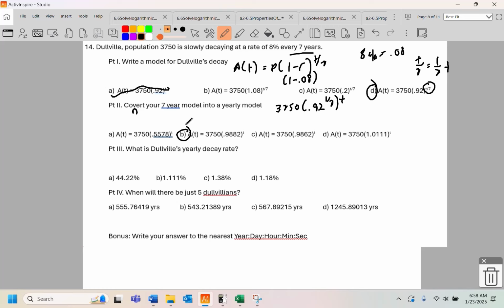What is Dullville's yearly decay rate? So notice that this is principal times 1 minus r. These pieces line up. It's a lineup process. 1 minus r equals 0.9882.